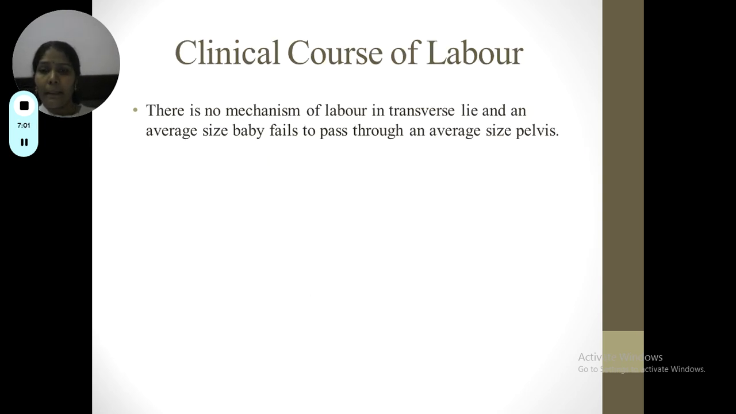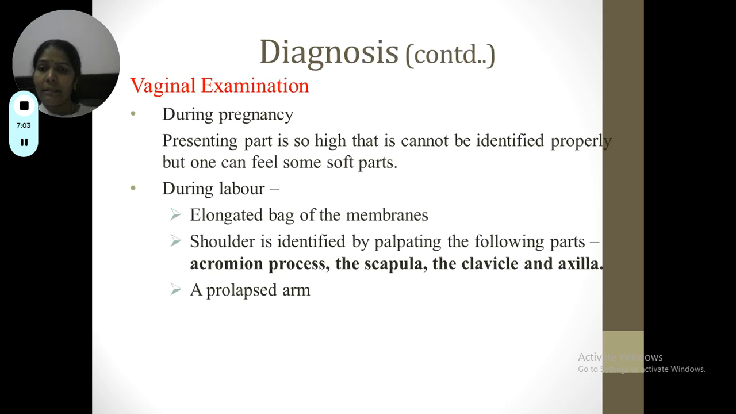During labor, there is formation of an elongated bag of membranes, and the shoulder is identified by palpating the following parts: the acromion process, the scapula, the clavicle, as well as the axilla with the intervening ribs. All these structures are described as a gridiron feel when we are doing a vaginal examination during labor. And we can also sometimes palpate a prolapsed arm in case of a shoulder presentation.